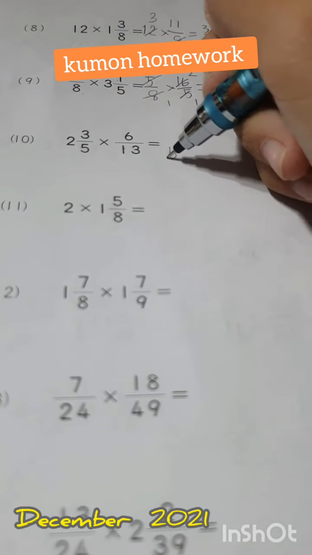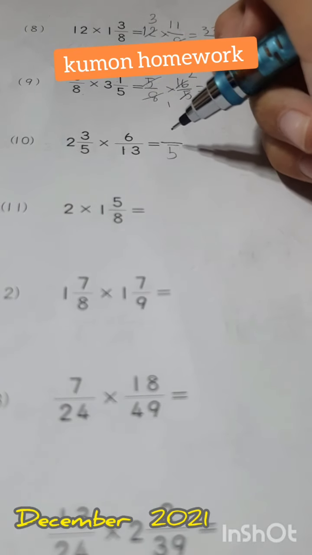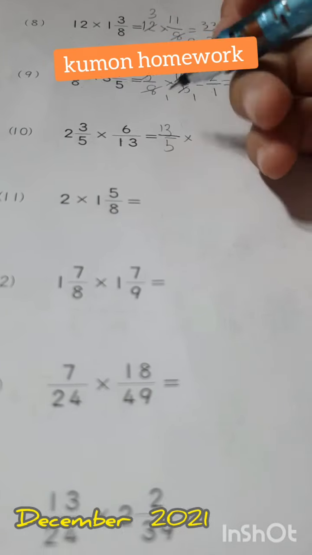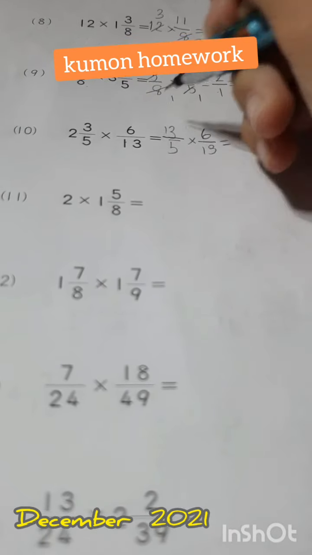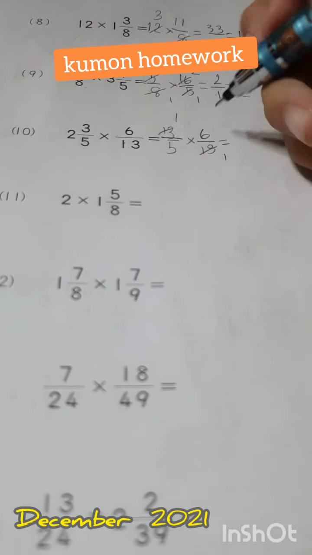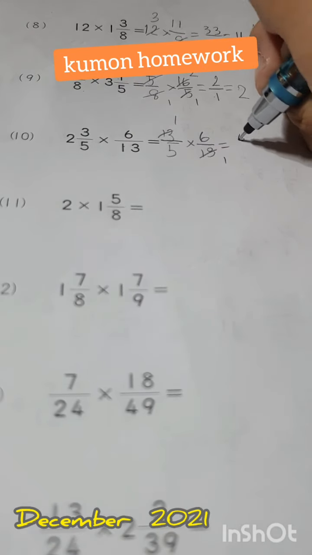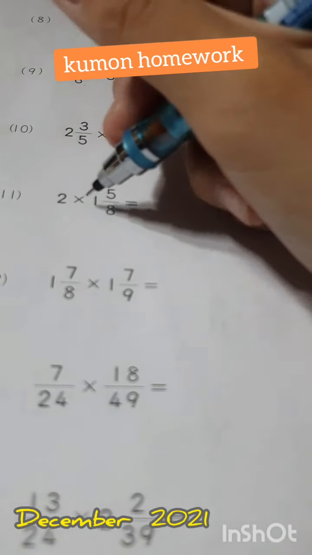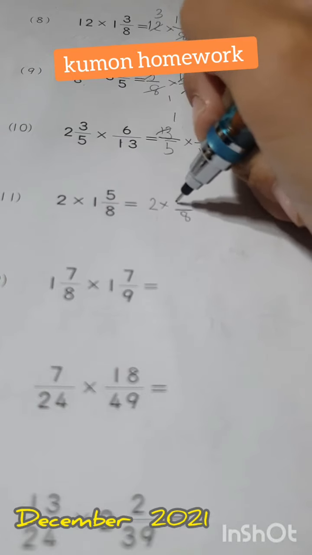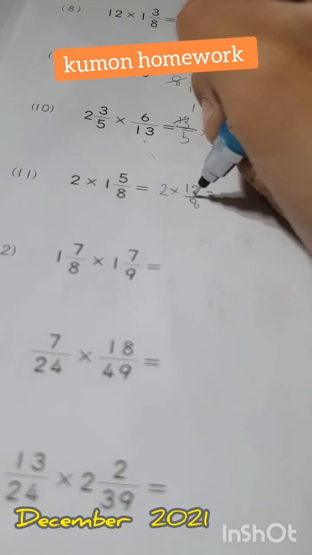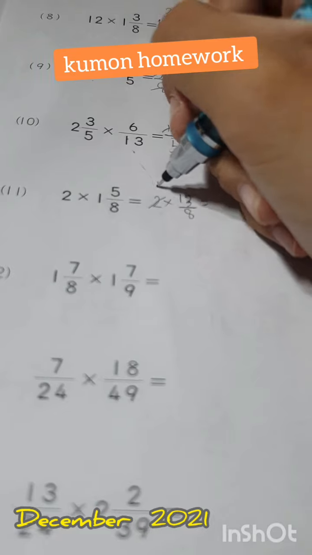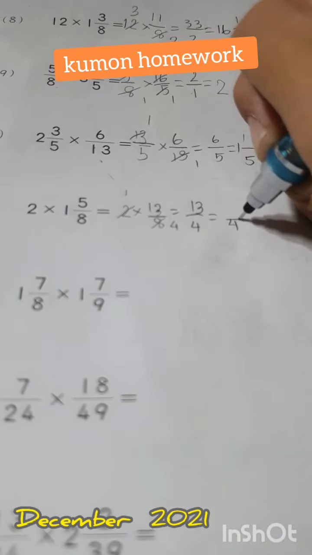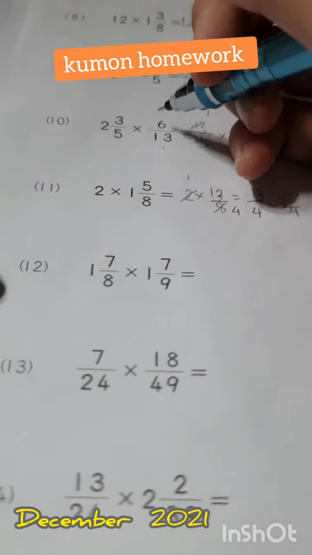Okay, five. Change, convert into improper fraction. 10, 13 times multiplied by 6, 13. Divided by 1. I divided by 13. 6 and 5. 5 times 1 equals 5, and plus 1 is 6. This one, like this, and multiply by. Multiply. Divided by 2. This. Convert in whole number. Okay, this one is number 12.